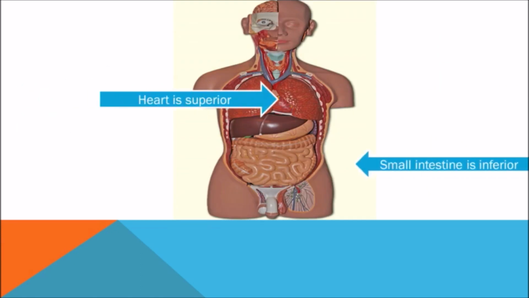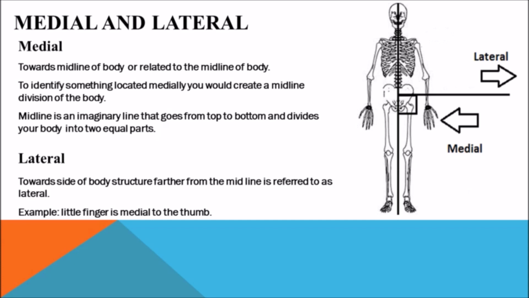One more example we will see, internal structures. So heart and small intestine, so easily we can see the heart is near to the top side and small intestine is near to the bottom side. So we will easily say that heart is superior to the small intestine and small intestine is inferior to the heart. It's very simple.